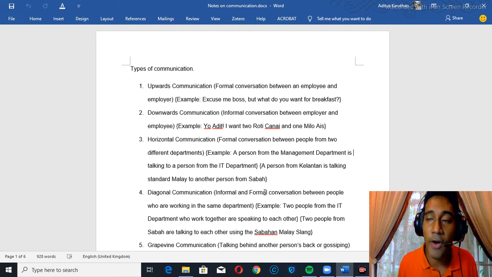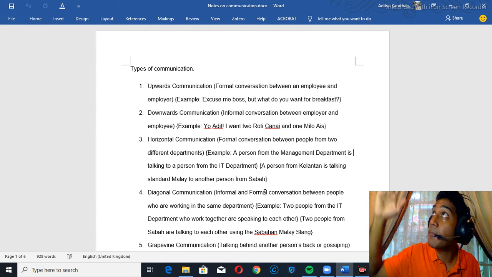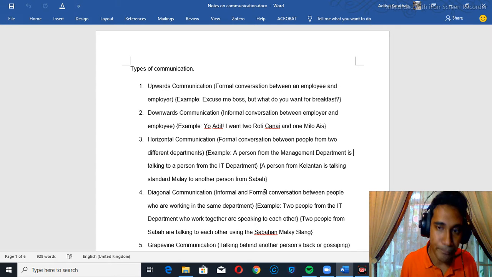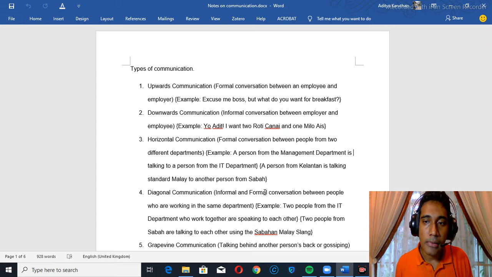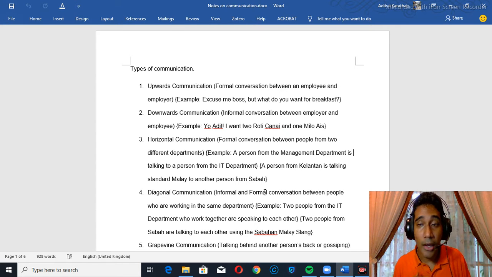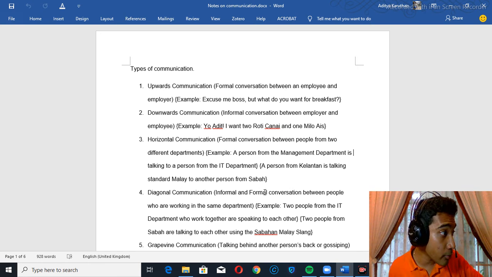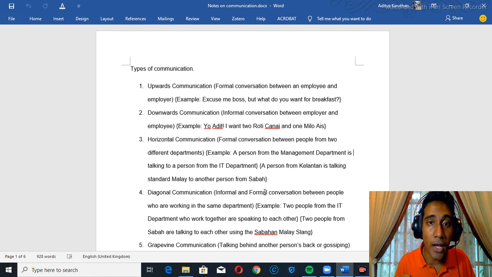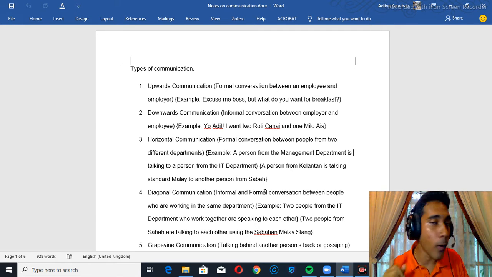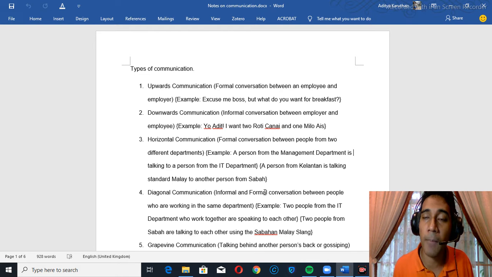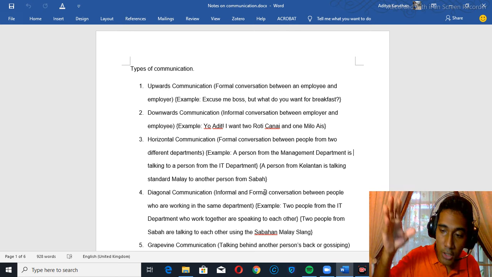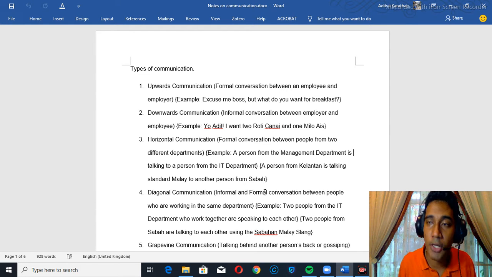The opposite of upward is downward communication. The boss, the employer, is talking down to his worker, the employee. For example, my boss said, Adit, go down to the mama and bungkus for me, or tapau, or pack, 2 roti canai, 1 Milo ice, and perhaps you can buy for me a sweet. Downward communication means the boss is talking to you informally.